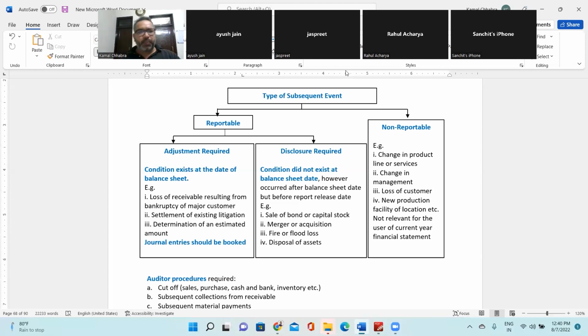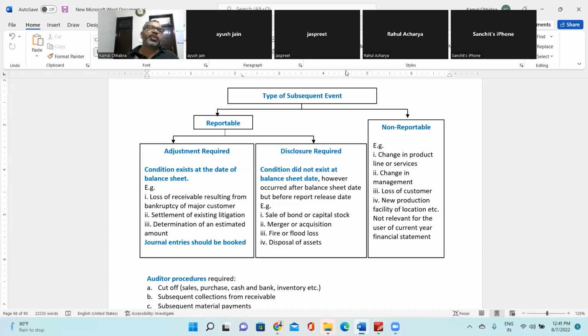Now coming to reportable. Reportable items are those items which will have an impact on the current year financial statement. So here two categories. One is which require adjustment in the financial statement. That means which require you to accrue a certain amount or book a certain amount or post a certain journal entry. Or there are certain events which require only disclosures. First one is when adjustment is required, when there is a reportable event and it requires an adjustment. So first, the condition exists at the date of the balance sheet. So the condition for which you are making an accrual already existed on the balance sheet date or before the balance sheet date. For example, loss of receivable resulting from bankruptcy of a major customer.